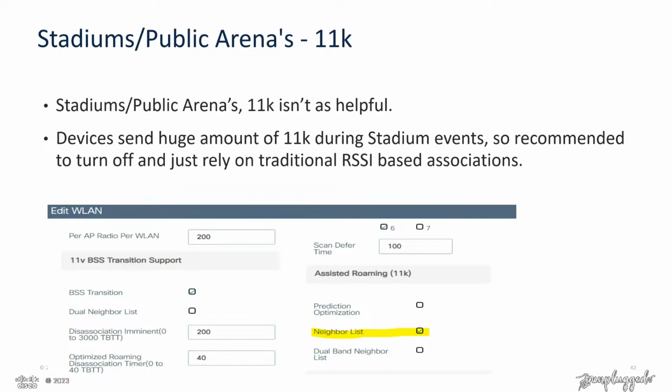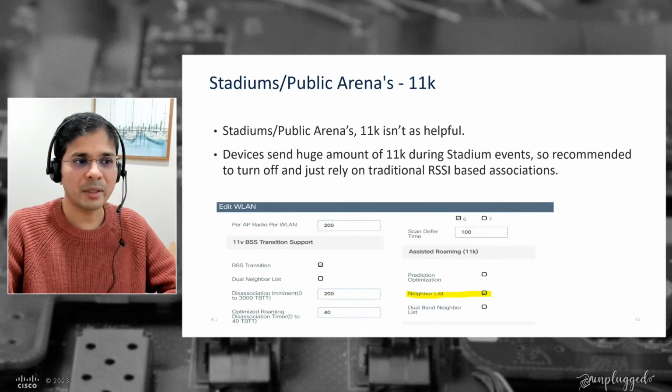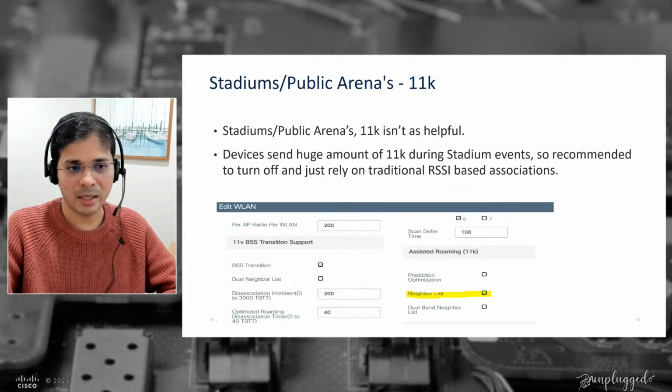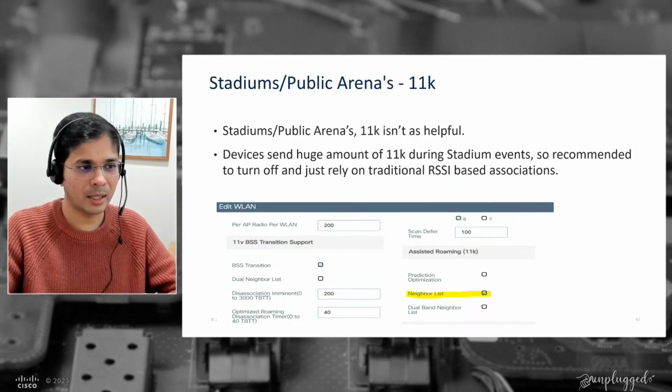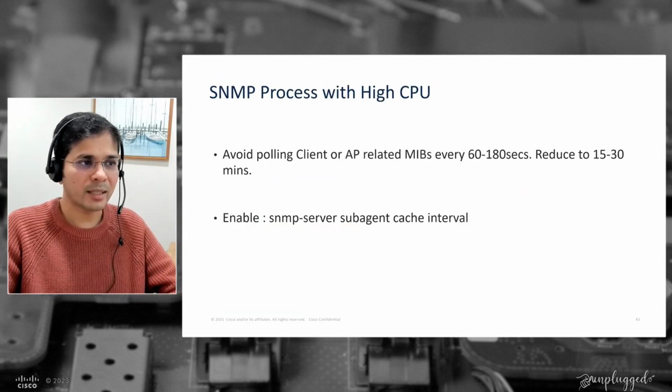The 11K, this is something that we've seen in outdoor deployments with stadiums where you have quite a bit of clients, especially at the entry and exit points where you start seeing a storm of these client associations, and we see a lot of neighbor lists being populated. So if you have a fully outdoor deployment with that specific SSID controller, then it might be good to turn this off, as clients traditionally rely on RSSI-based associations, and we definitely want to rely on that for stadium kind of deployments.